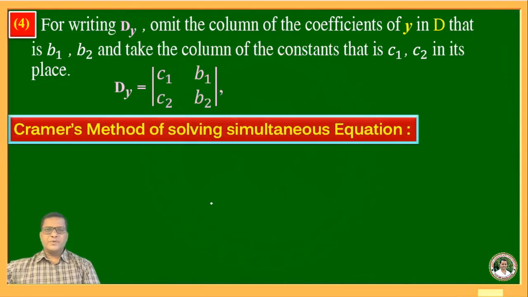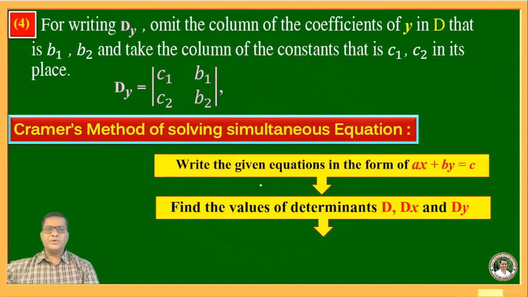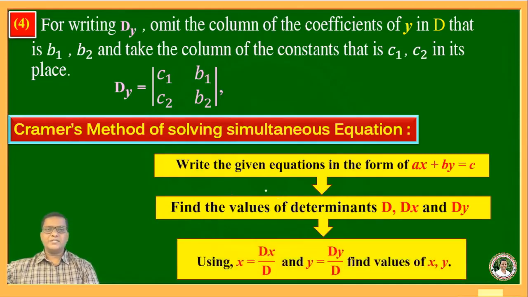Now Cramer's method of solving simultaneous equations. What are the steps again? In short, write the given equations in the form ax plus by is equal to c. Means write in the standard form. Then find the values of determinants d, dx and dy. And at last, using x is equal to dx upon d and y is equal to dy upon d, find the values of x and y.